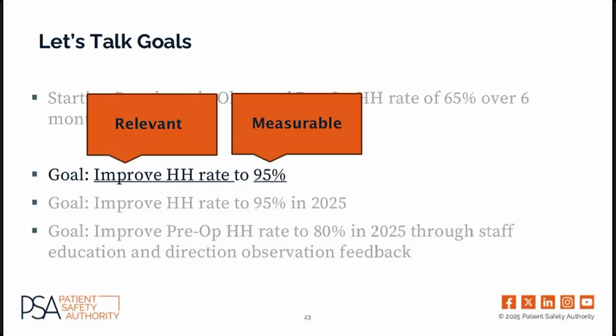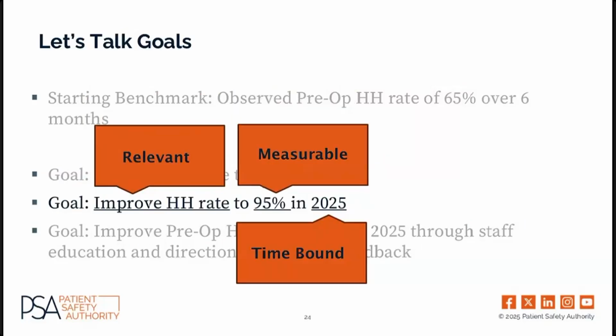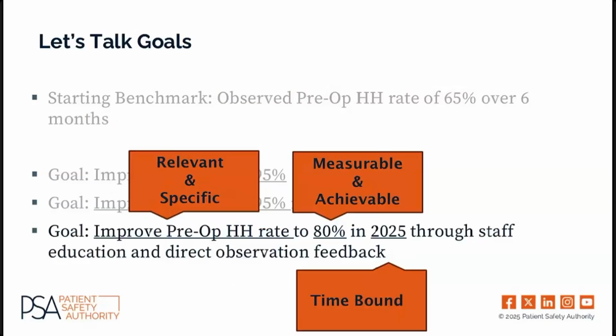We've got it relevant to what we're looking at, and we've also got it to be measurable. So to try and improve a little bit, we're going to make it have a time frame. We're going to say improve our hand hygiene rate to 95%, and we want to have that done in 2025. Again, we're relevant, we're measurable, and we're time bound. So better, but we still have some room to make this better yet.